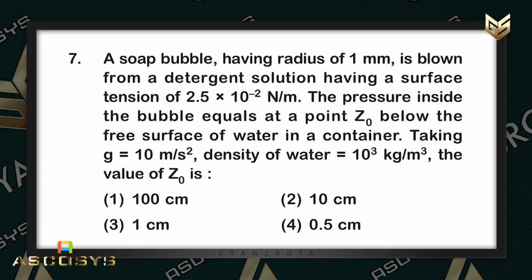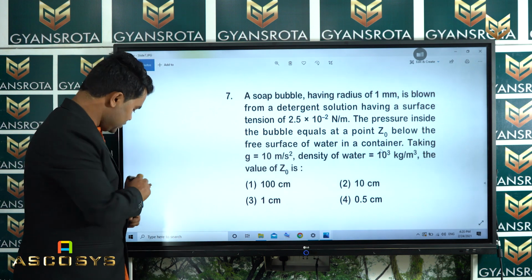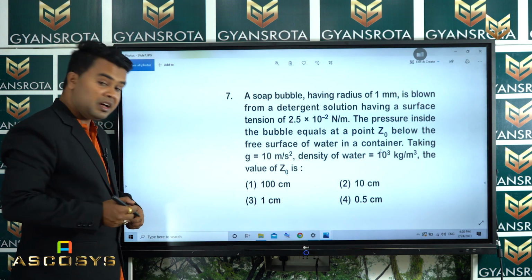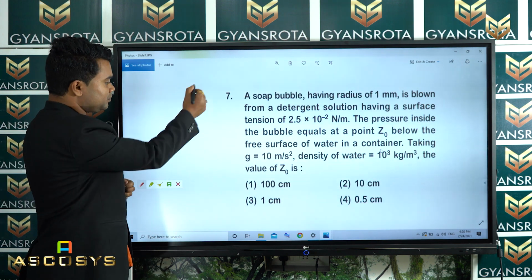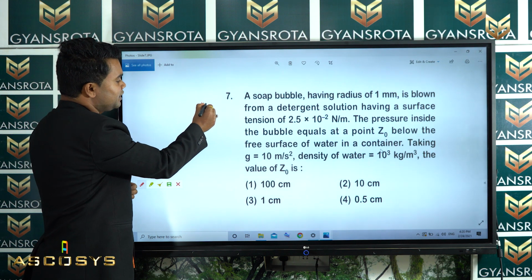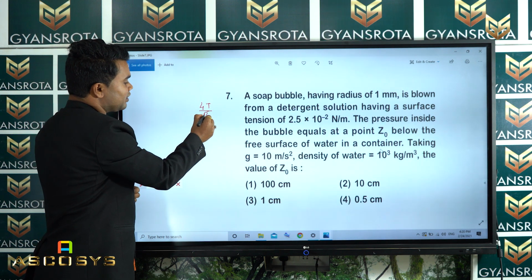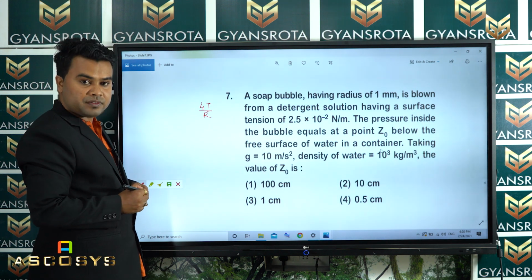Now what you will do? Soap bubble, that is from which chapter? Surface tension, excess pressure inside the liquid bubble, soap bubble, that was done already. You can check the previous videos which you have done for NCERT. Simply you have to use one formula, let me tell you. That formula is 4T by R. This formula you have to use.